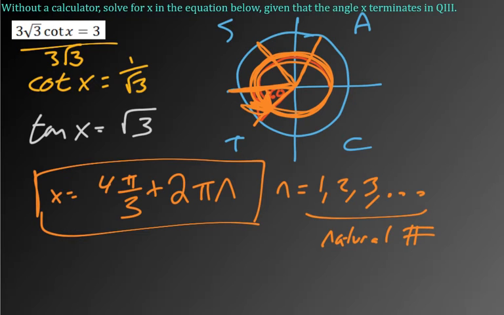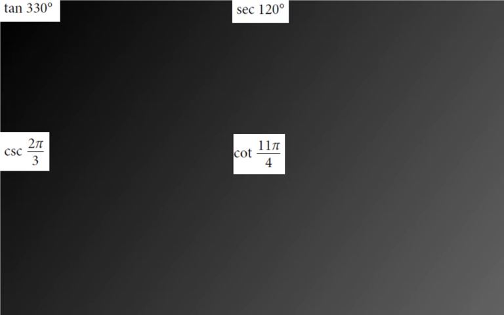Okay, so 4 pi over 3 plus 2 pi n. Anything like that would solve this equation that I started with up here. All right, I just want to go through a few of the other directions of these problems. So we've done a few now where we solved for x, but now I want to give it an angle, and get what the ratio of the sides is.